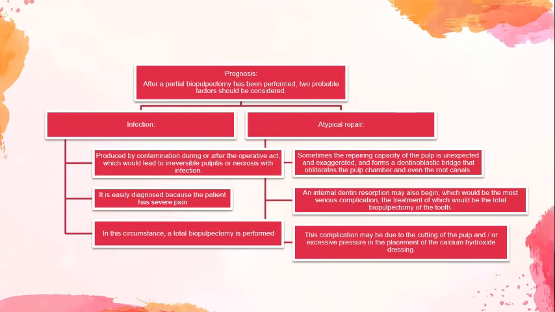And the atypical repair. Sometimes the repairing capacity of the pulp is unexpected and exaggerated, and forms a dentinoblastic bridge that obliterates the pulp chamber and even the root canals. An internal dentin resorption may also begin, which will be the most serious complication, the treatment of which will be the total biopulpectomy of the tooth. This complication may be due to the cutting of the pulp and/or excessive pressure in the placement of the calcium hydroxide dressing.